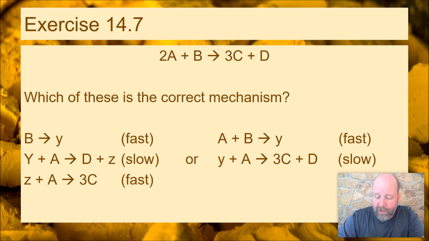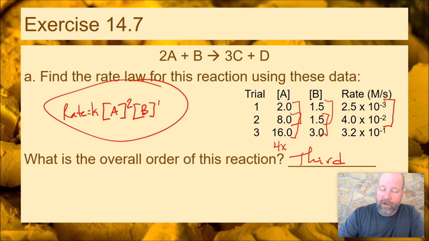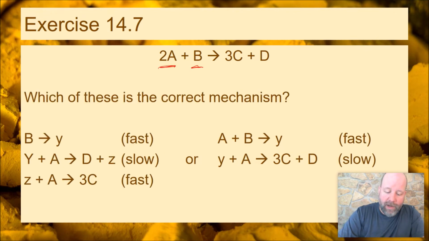Now, this is the same reaction, but I've got a little bit different question. See if you can answer this one. Pause the video. So when we look at this, we need to get 2 A's and B. So we know the rate law from this part is this guy right here. A is second order, B is first order. So I want to look for 2 A's and 1 B. We want to find that in the slow step. Remember, it's the slow step that determines the rate. So here's the slow step on this one.